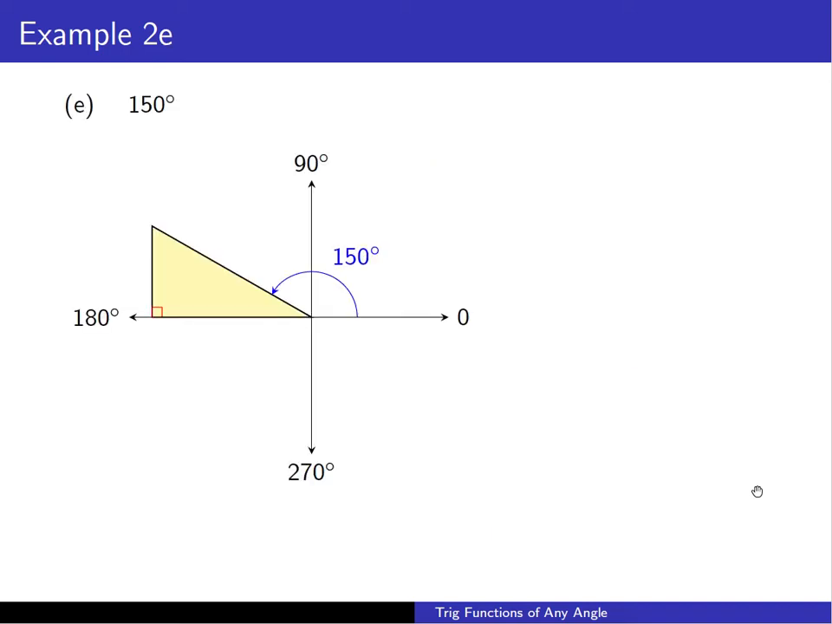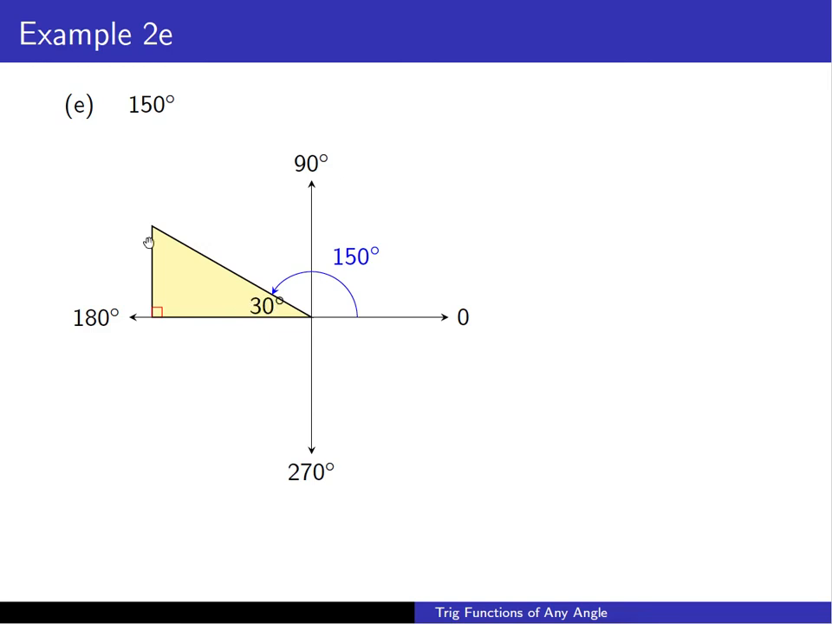All right, example 2e, 150 degrees. Again, we're still in the second quadrant for 150 degrees. And to find the measure of this angle, much like in the last example, we'll take 180 and then we'll minus the 150 from that to get the measure of this angle. And 180 minus 150 is 30.